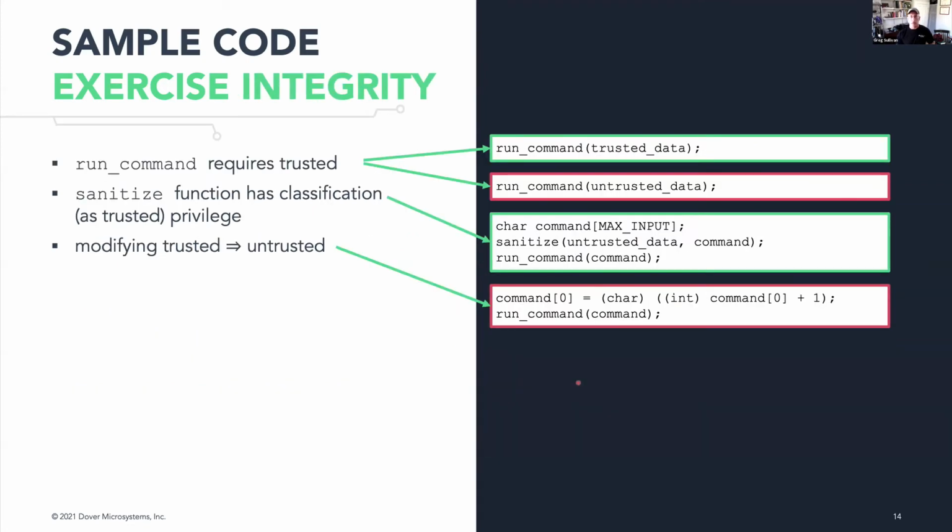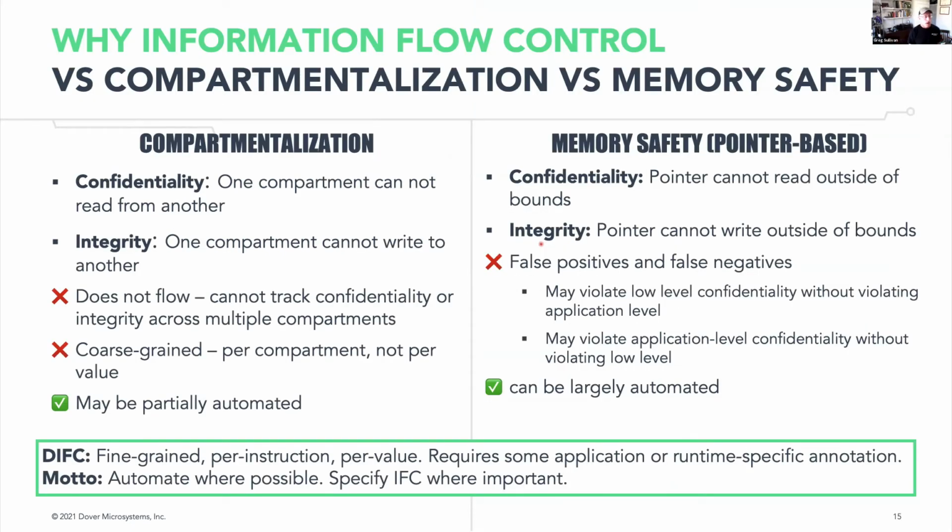Similarly, for integrity, we have a function called run command, which insists on trusted data. And the sanitize command function is privileged such that it can take untrusted data and sanitize it and taint it as trusted. I'm wrapping up now. I wanted to give a quick overview of how this sort of fine-grained information flow control approach to providing confidentiality and integrity compares to the most common approaches.